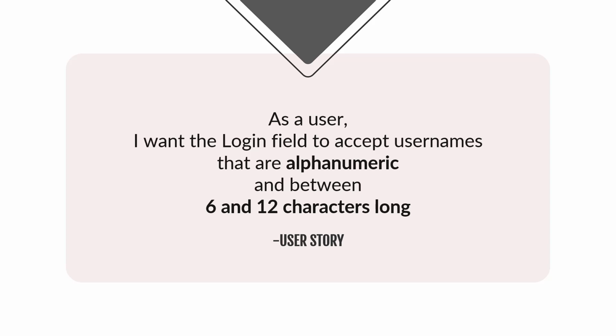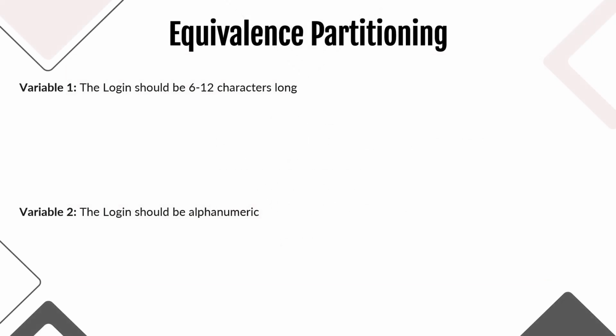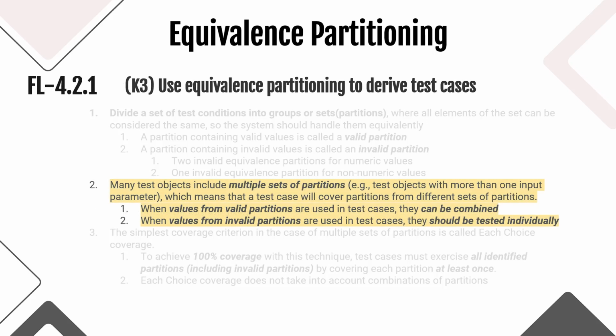As a user, I want the login field to accept usernames that are alphanumeric and between 6 and 12 characters long. This time, 2 conditions are combined. The login field accepts usernames that are alphanumeric and should be between 6 and 12 characters in length. And this makes changes in the use of the technique. When we have more than one set of conditions, then we have an additional step in using the equivalence partitioning technique, which means that a test case will cover partitions from different sets of partitions.